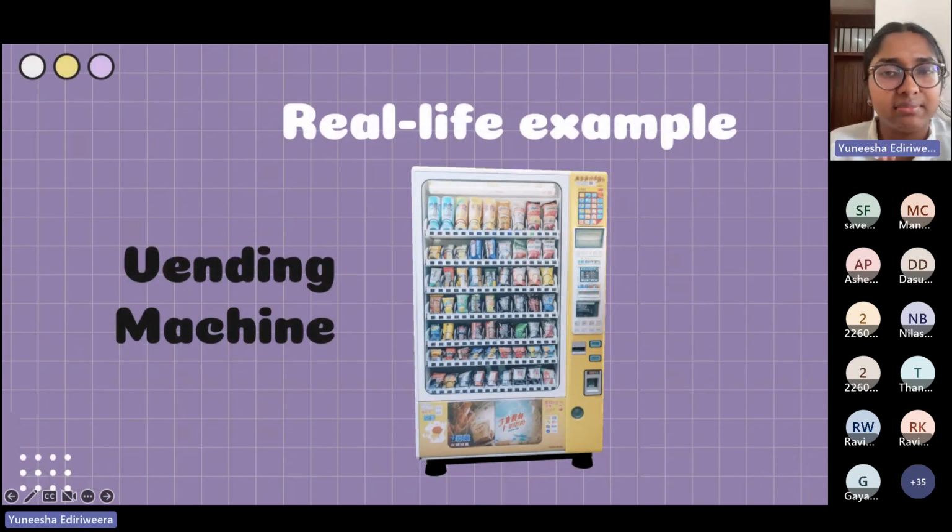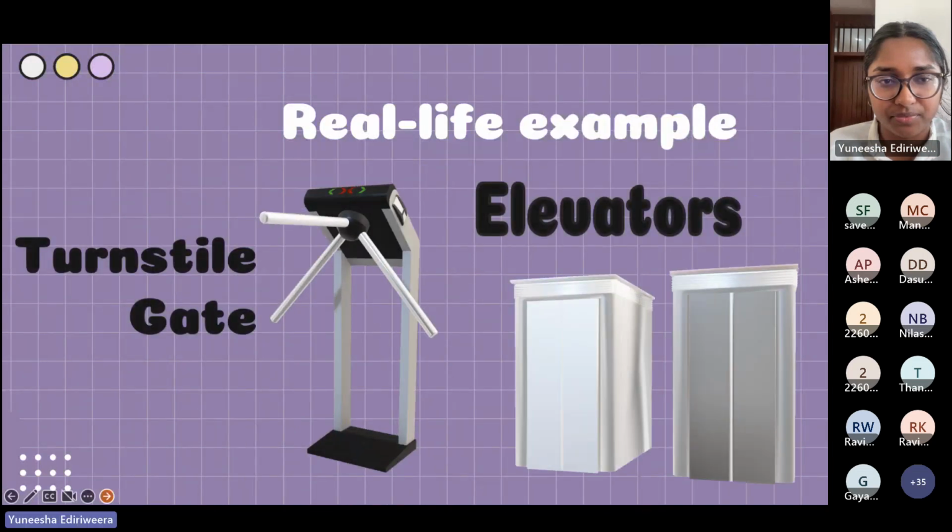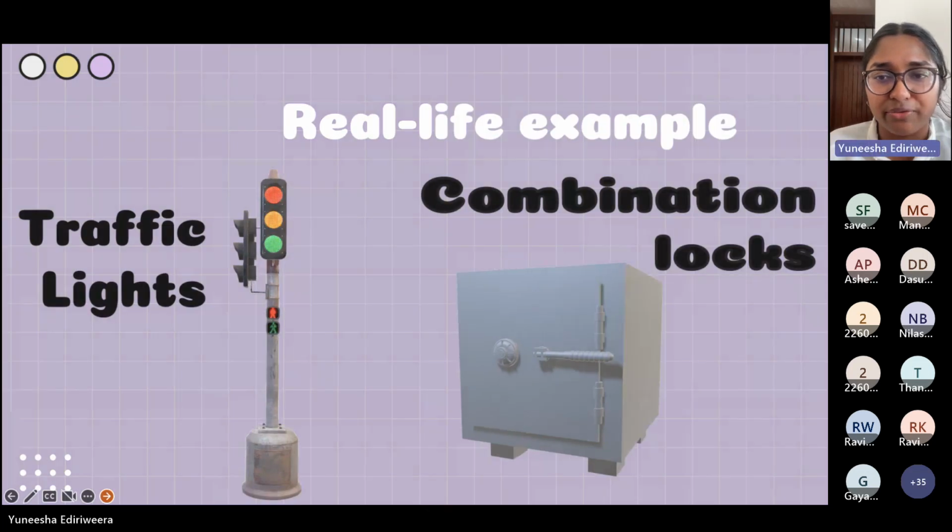This finite state machine concept is used in many real-life scenarios and many devices. Some examples are vending machines, turnstile gates, elevators, traffic lights, combination locks, and so on. We will elaborate on some of these in our later slides.